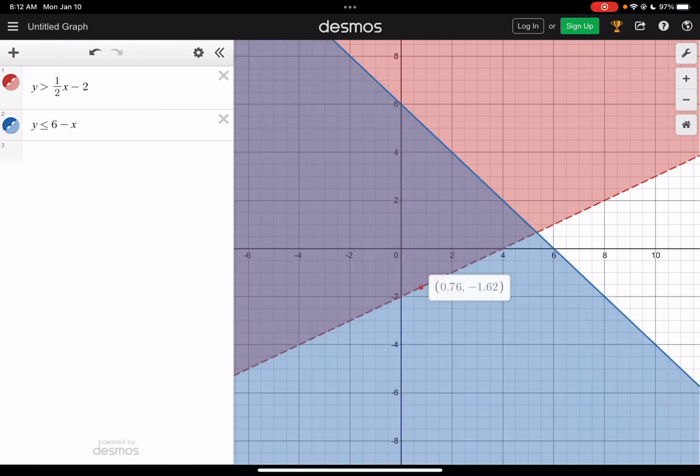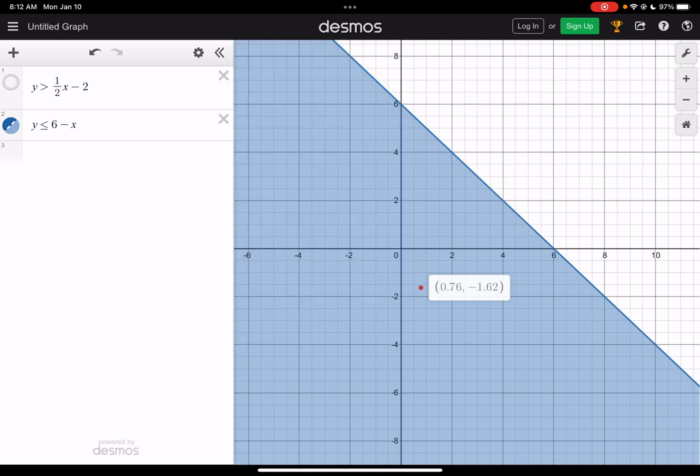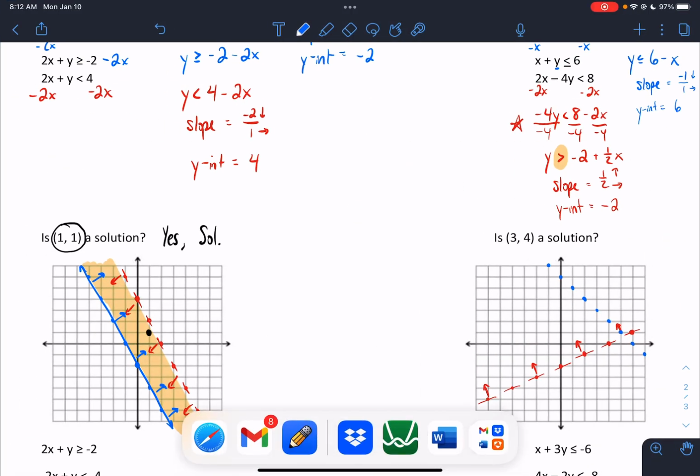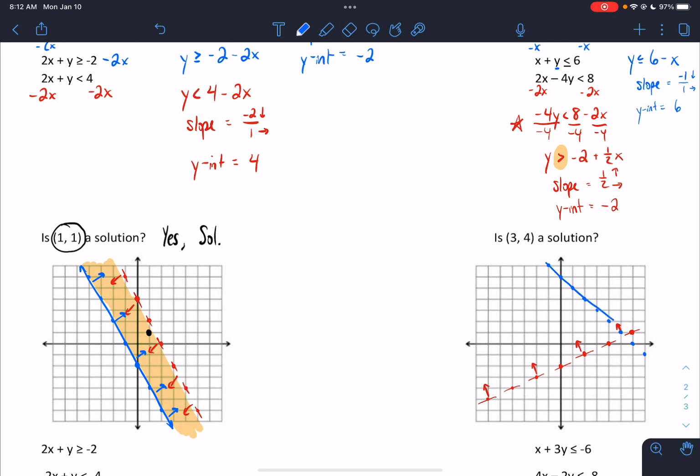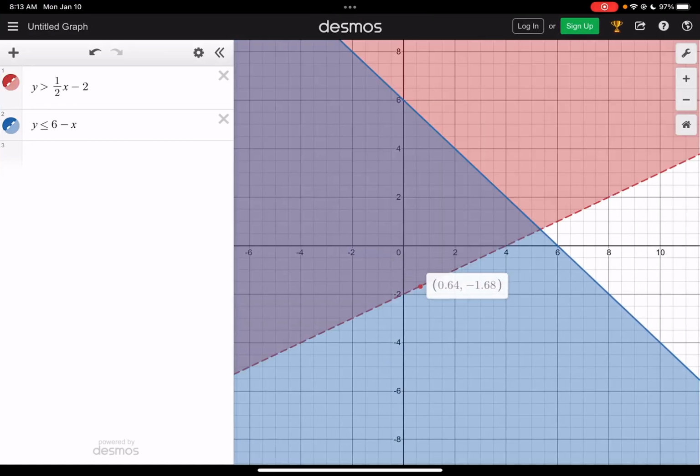Again, I'm going to change those colors. Click in the gear. There we go. Turn off the red one for now. So solid line. There we go. And everything down and to the left is what I'm shading. There we go. I can turn them both on.